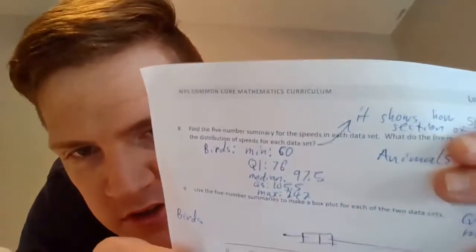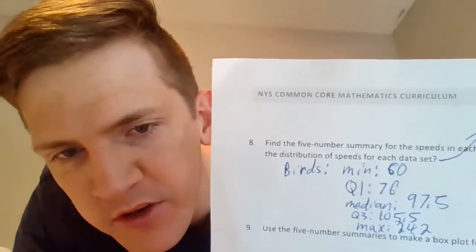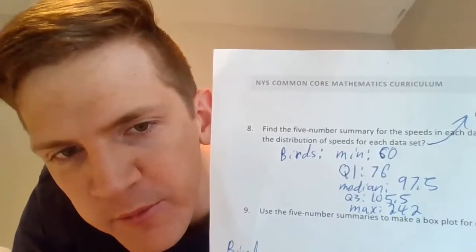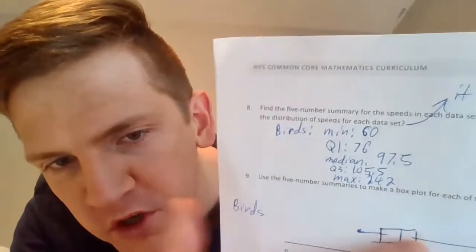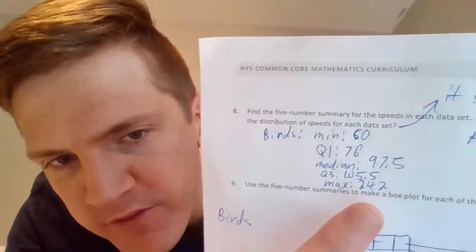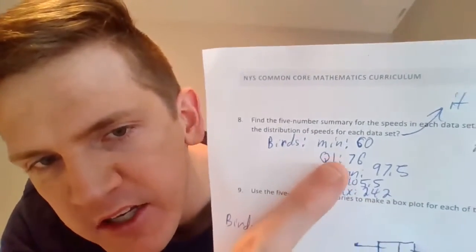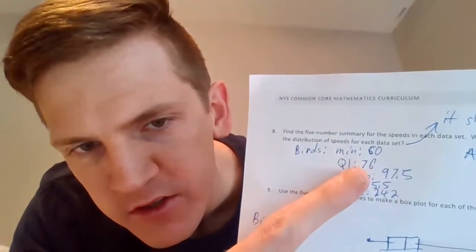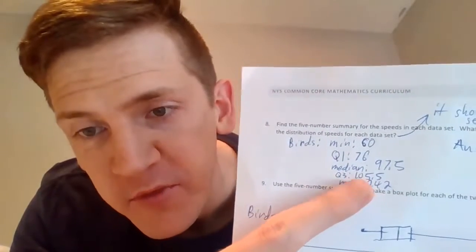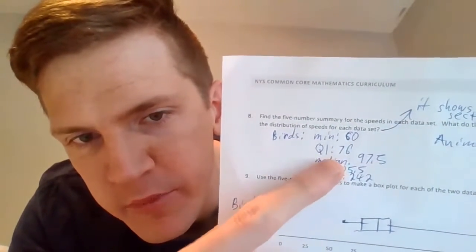First off, on the birds, here's what I got. I'll put it right here, trying to make it where we only have one thing at a time. On birds, I had a minimum of 60. That was the ostrich. The maximum was 242 for the peregrine falcon. I ended up getting a Q1 of 76, so the middle of the lower half of my data was 76.